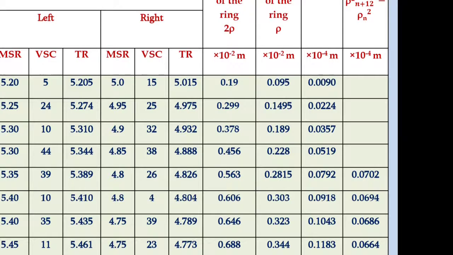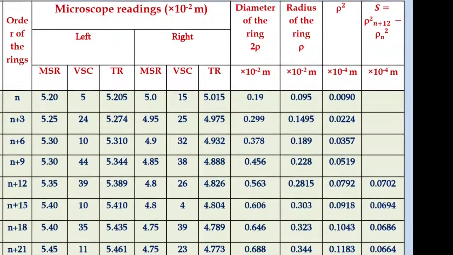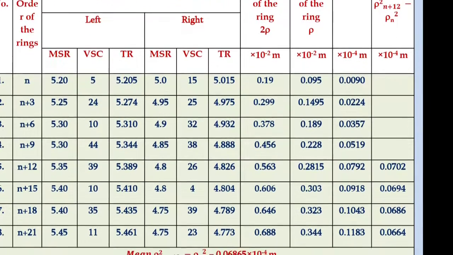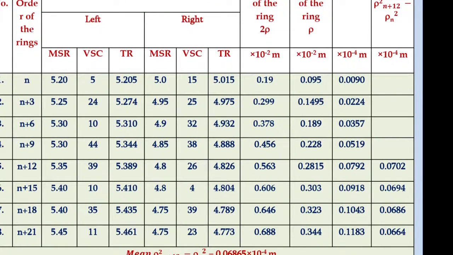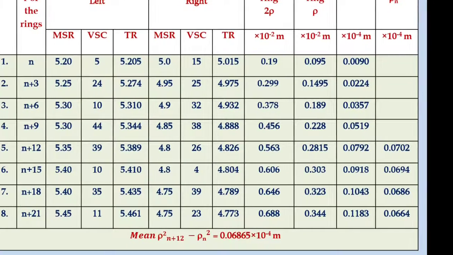See, n plus 12 minus n. So that is 0.0792 minus 0.0090, which gives us 0.0702. This is the first combination. The second combination is n plus 15 minus n plus 3, which will also give us a difference of 12 rings. So 0.0918 minus 0.0224 will give us 0.0694. In the same way, we will get 4 values.